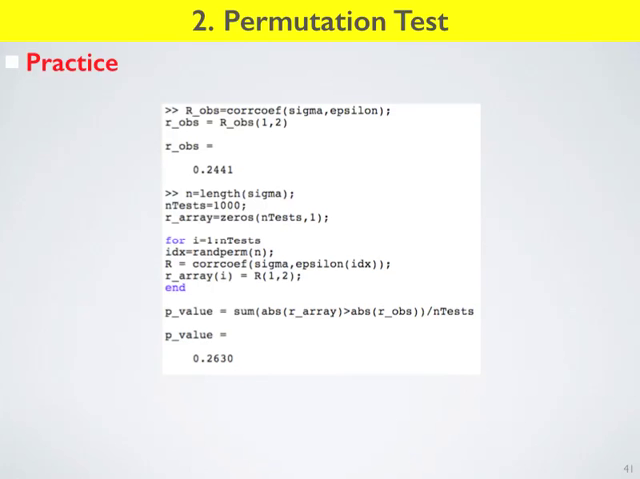Then we're going to compute the correlation coefficient between the sigma vector, which is unscrambled, and the epsilon vector, which is scrambled according to this idx. So let me explain that.